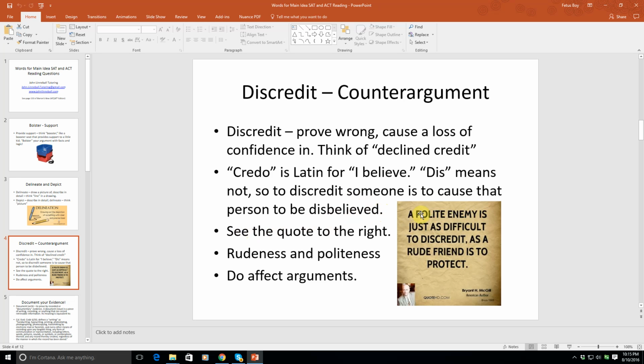And if we look at the quote to the right, a polite enemy is just as difficult to discredit as a rude friend is to protect. We've all had that one friend who is rude, doesn't have much in the way of social graces, but actually has a good point now and then, and you have to say, I know my friend is awfully rude, but really he or she has a good point, and I'm really sorry about the rudeness, but he's actually right or she's actually right. And a polite enemy, they're difficult to discredit because you can't take the lazy, easy, cheating way out and say, oh, look at this person isn't even dressed right and is rude and awful.